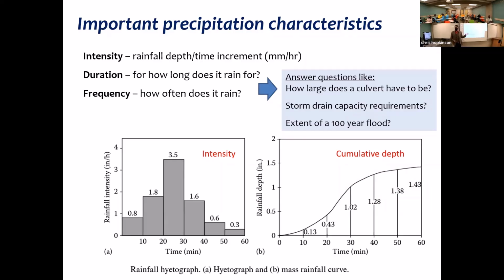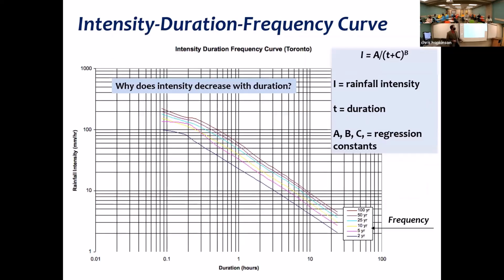So these are important constructs in hydrology, and we can use this information. I'm going to finish on this slide. The next two aren't so important. And we can use our observations of rainfall to construct intensity duration curves.